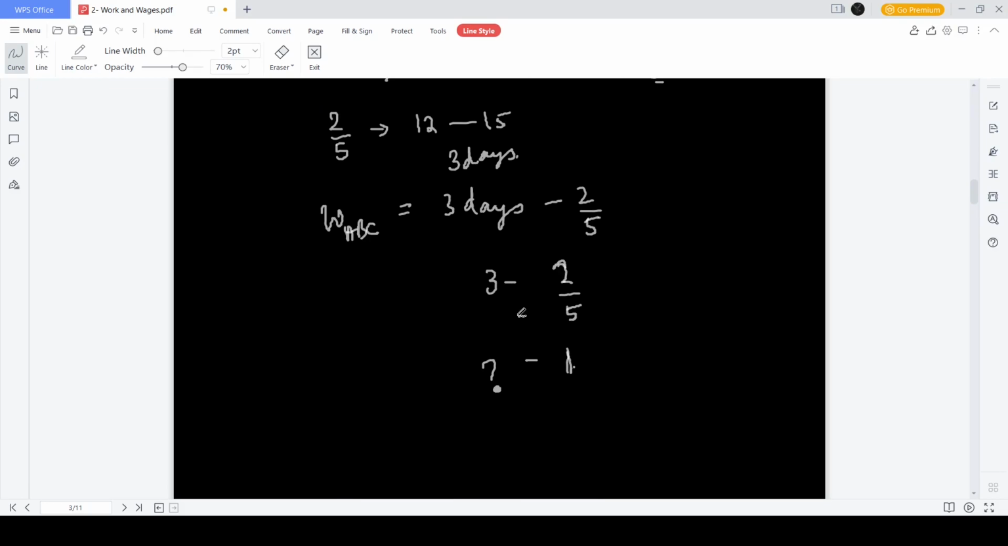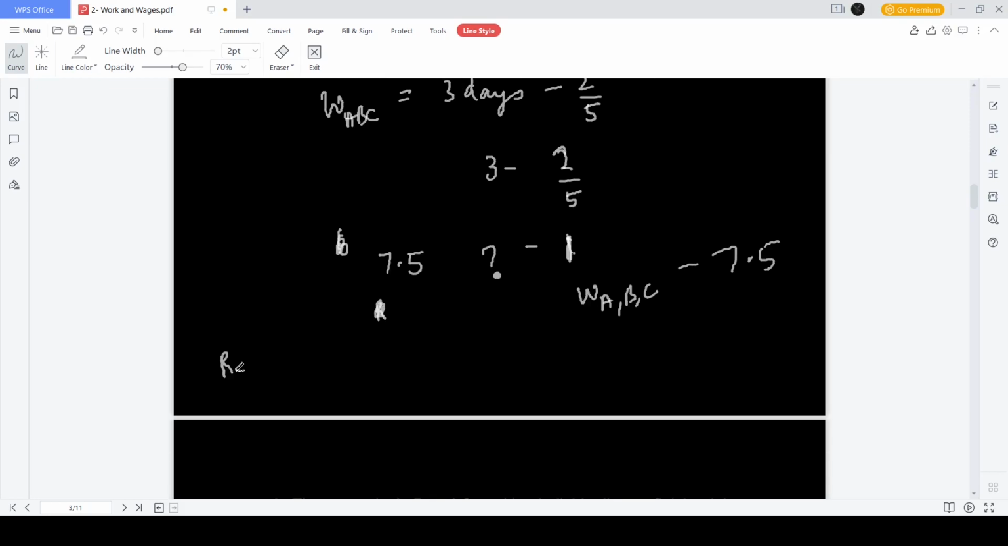Okay. So let's continue. In 3 days, they can do 2/5 of the job. In how many days will it take to do the whole job? Okay. Again, cross multiply. You get the answer as 3 by 2, so basically 15 by 2. It takes them 7.5 days to finish the whole job. Okay, so what does that mean? A, B, and C can finish the whole job in 7.5 days. Okay, so what is rate of A plus rate of B plus rate of C? It's nothing but 1 by 7.5.